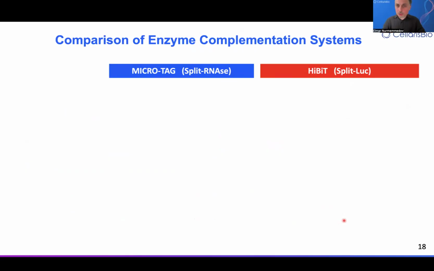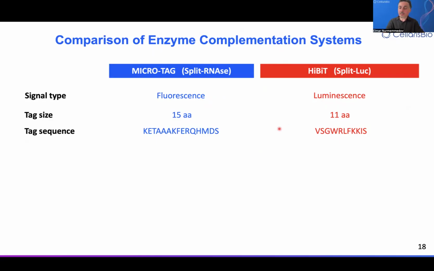Let's compare the two enzyme complementation systems, the microtag split RNAs and the hybrid split luciferase systems. Now, in the case of microtag, we're measuring fluorescence signal. In the case of hybrid, that is luminescence. Tag sizes are different, 15 amino acids versus 11 amino acids. Tag sequences are different. Theoretical PI for microtag is 7.7. For hybrid, that is 11.6.